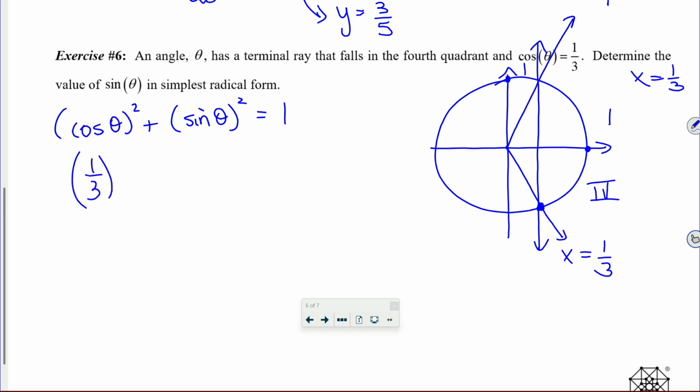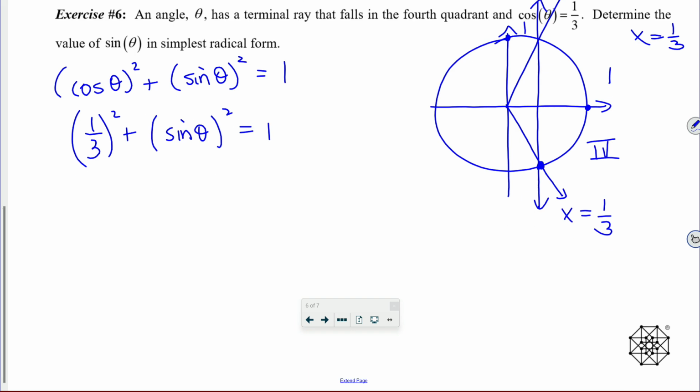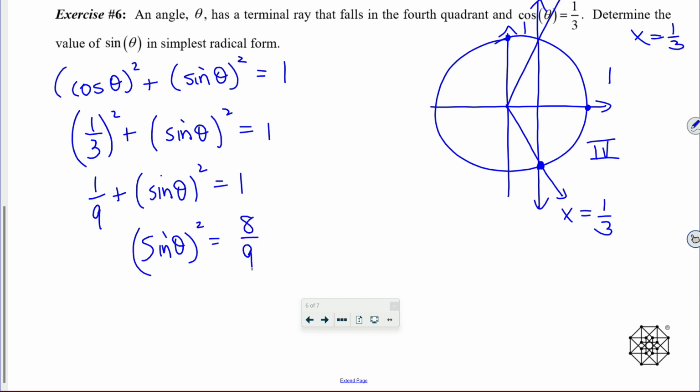So I'm going to have 1/3 squared plus sine of theta squared is equal to 1. 1/3 squared is 1/9 plus sine of theta squared is equal to 1. Subtract 1/9 from both sides. I'll have sine of theta squared is equal to 8/9. This is going to get a little ugly, okay? Take the square root of both sides. That's going to give me sine theta is plus or minus the square root of 8/9.